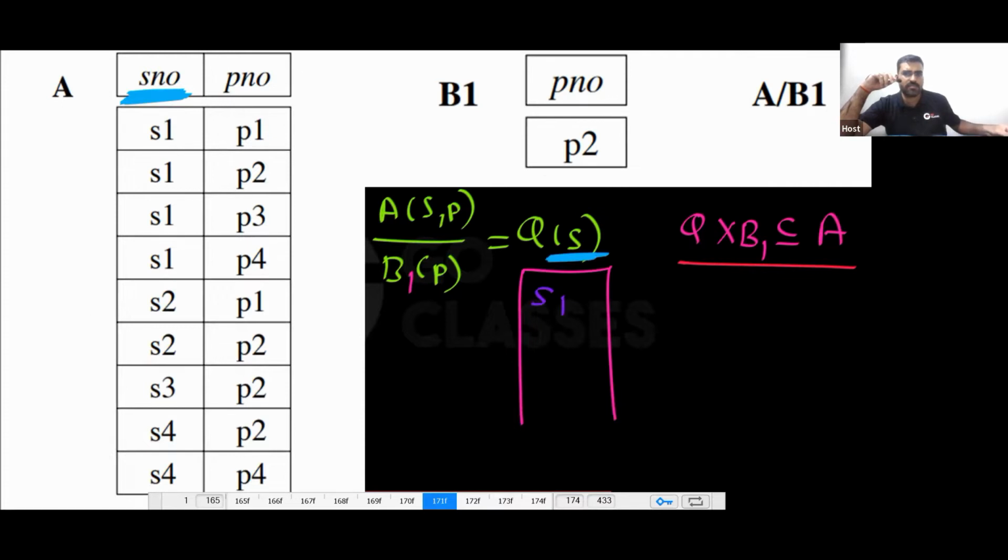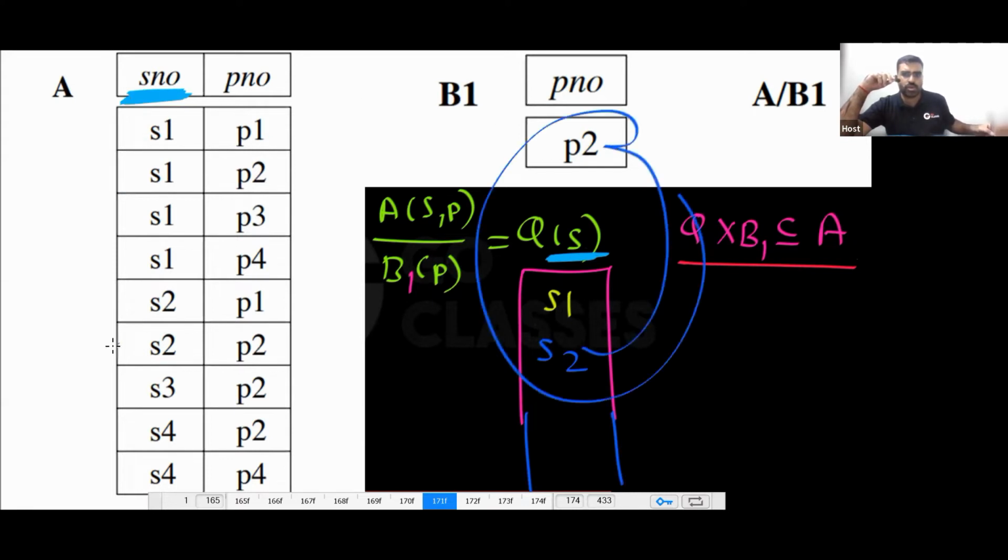Can I put S1? Yes, I can put S1. Why can I put S1? Because S1 P2 is already here. Yes or no? S1 P2 is already here, so this condition is satisfied. Can I put S2 here? S2 P2 is already here, so this condition is satisfied.